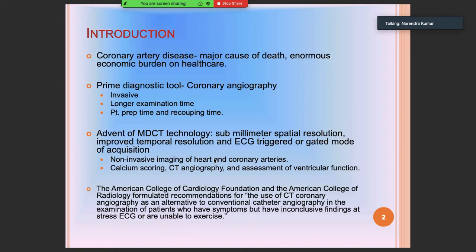the MDCT has been used, I would say, due to not just good spatial resolution. With the passage of time, the temporal resolution has also been improving, and we can visualize not only the coronary anatomy, but also the ventricular function and the calcium scoring as well. And this is how it has got into the guidelines as well.